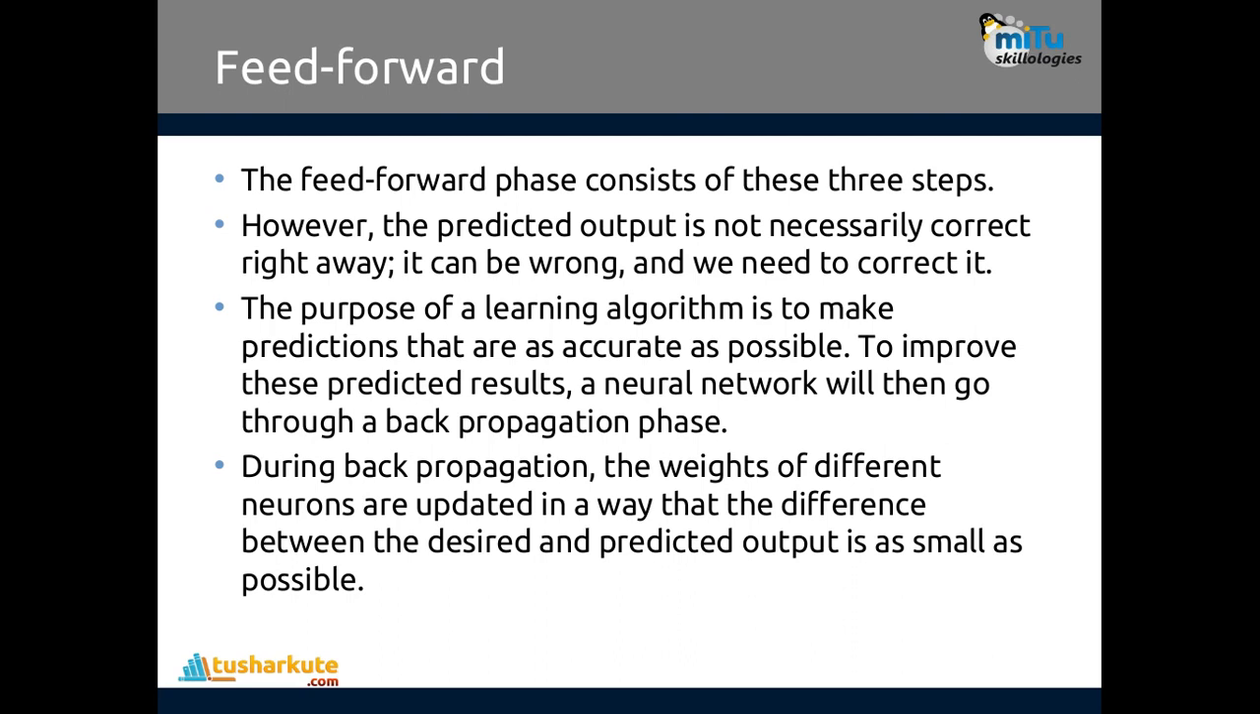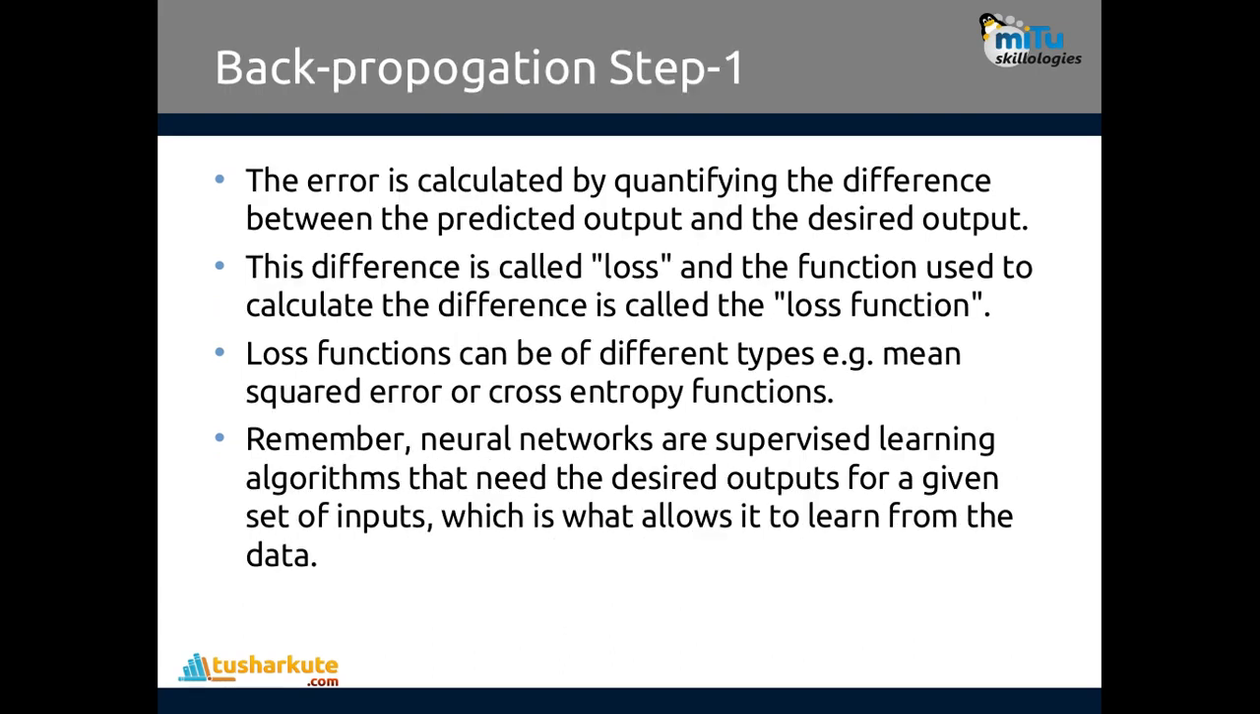However, the predicted output is not necessarily correct. It can be wrong also. So we need to correct it. The purpose of a learning algorithm is to make predictions that are as accurate as possible. To improve these predicted results, a neural network will then go through a back propagation phase. During back propagation, the weights of different neurons are updated in a way that the difference between the expected desired output and the predicted output is as small as possible. So we are going to make this difference as small as possible with the help of the second phase that we call back propagation.